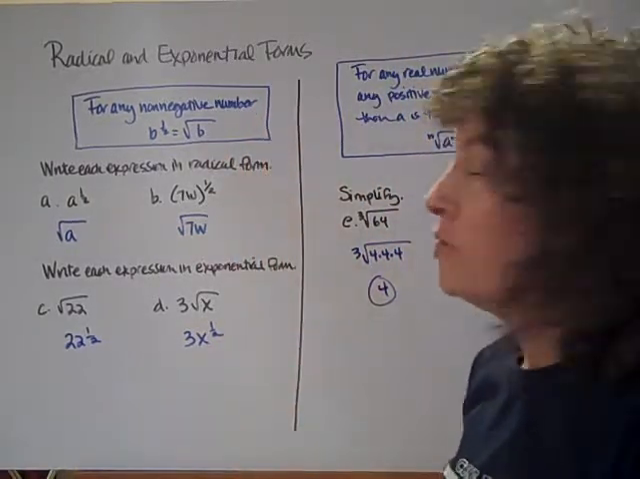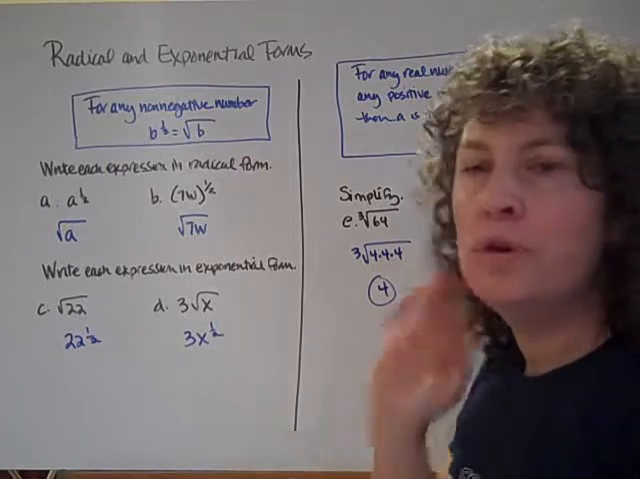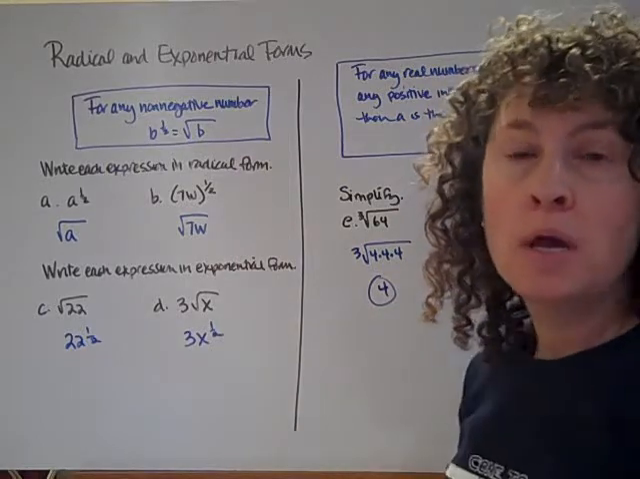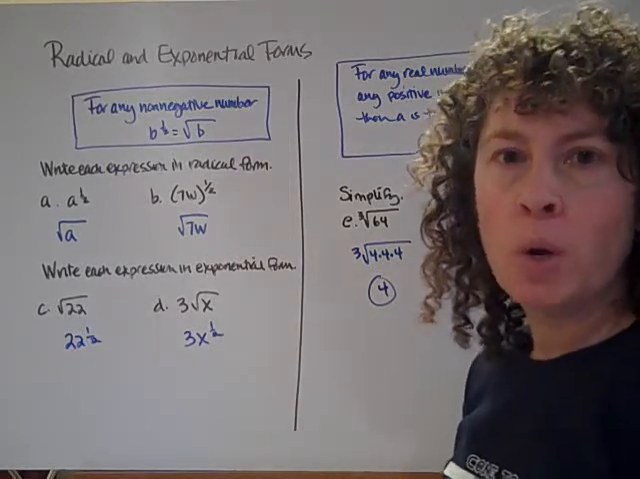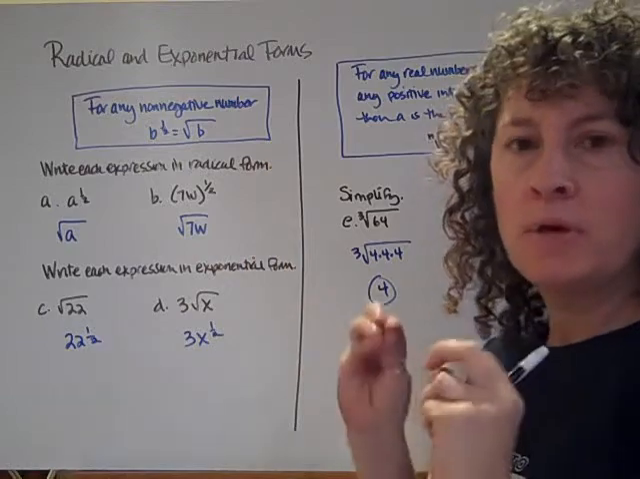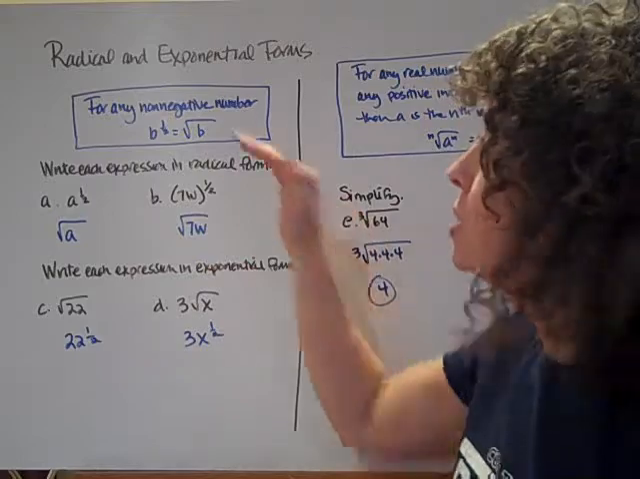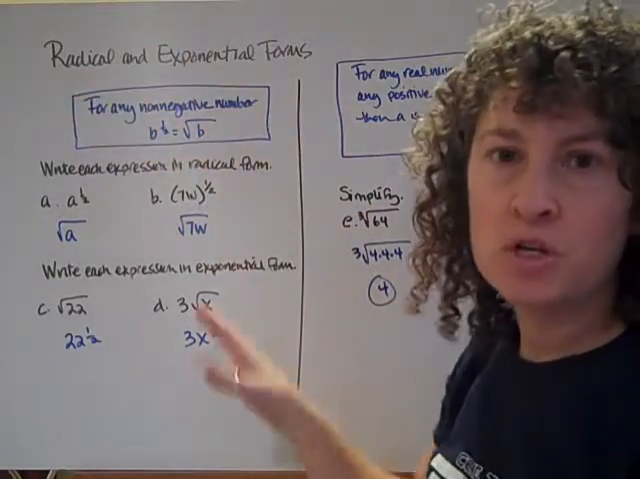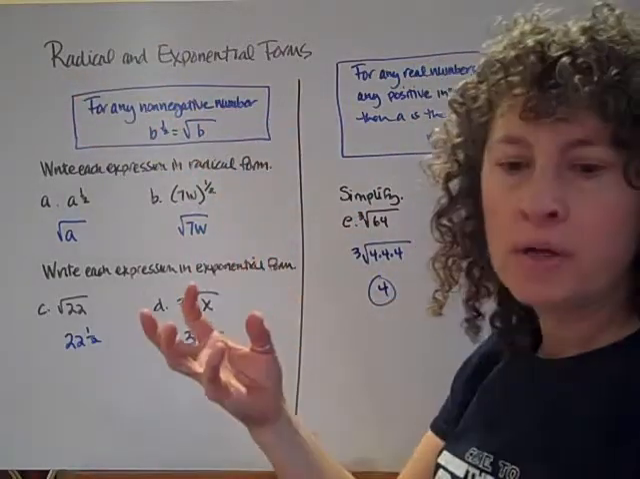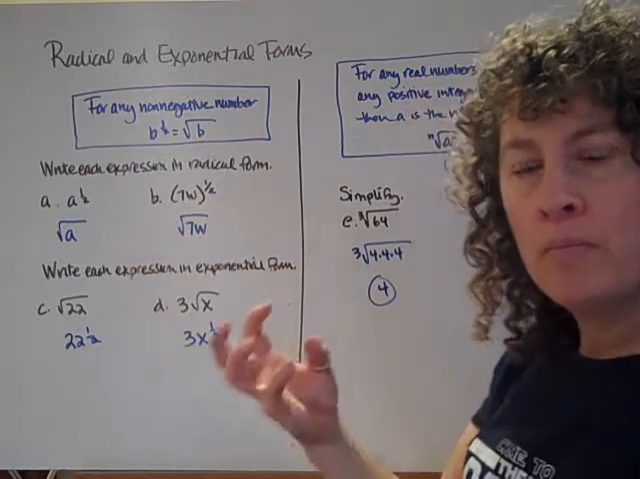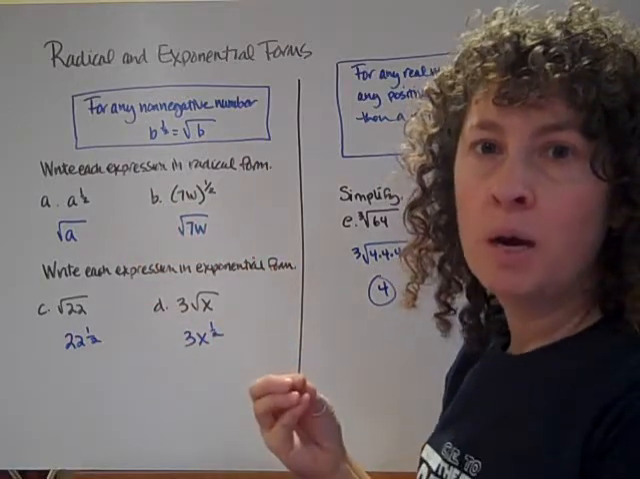Radical and exponential forms. Up until now, we've been talking about monomials, and we've been multiplying and dividing with monomials, really thinking about powers, the bases, and the exponents. Now we're going to switch gears a little bit and talk about radicals and exponential form. We're going to focus more on the base and what we're doing with the base.